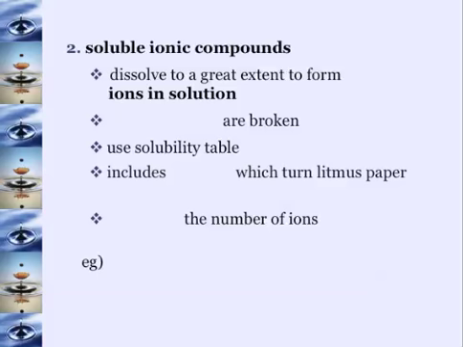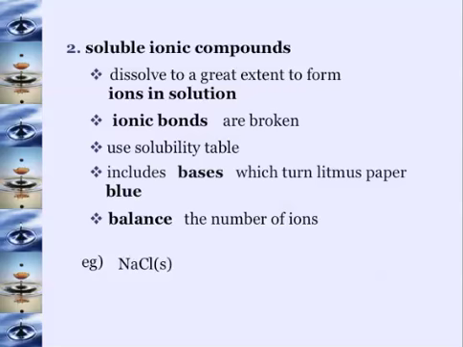2, we have soluble ionic compounds. These dissolve to a great extent and form ions in solution. The ionic bonds are broken, and we use the solubility table again. These include bases, which turn the litmus paper blue, and we need to balance the number of ions. So for example, we have salt, okay, which turns into our sodium ion and our chloride ion, okay?